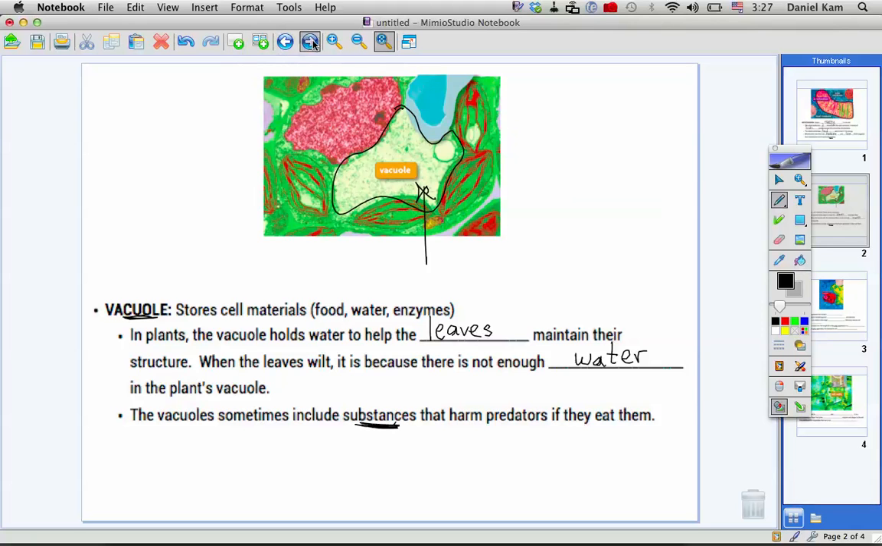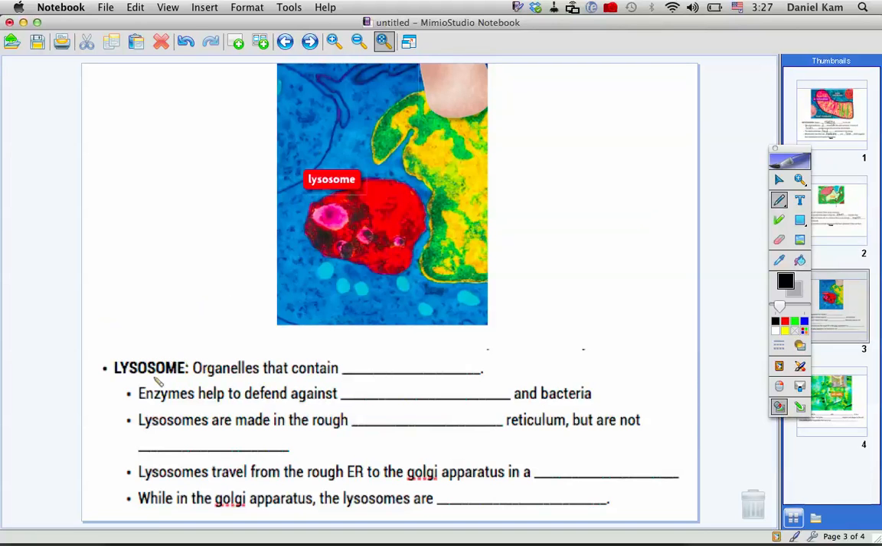Again, pause the video if I'm going too fast, but the next one is the lysosome. The lysosomes are organelles that contain enzymes. E-N-Z-Y-M-E-S. Enzymes. Enzymes help to defend against viruses and bacteria. Lysosomes are made in the rough endoplasmic reticulum.